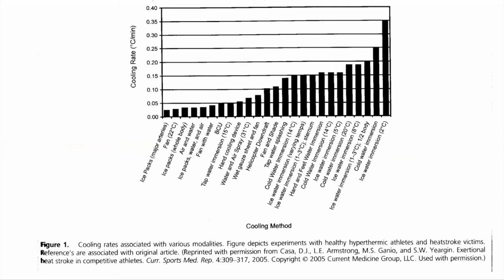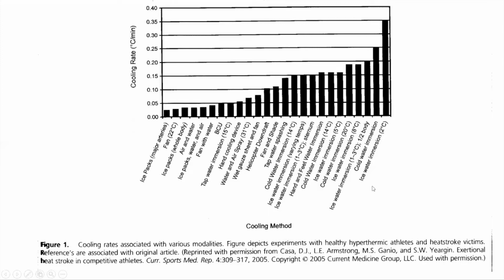So this graph is showing that the most effective way to cool, and it has the highest cooling rate, is total body immersion in ice water. And this requires the person who's treating to circulate the water around the athlete to make sure that cooling is still occurring and that the warmer water is not sitting next to the person's skin. And then you'll see on this far left-hand side, ice packs has the lowest cooling rate.